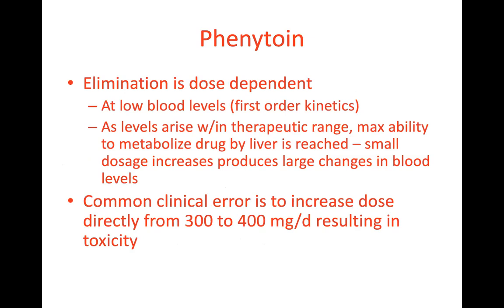So here's the thing with phenytoin. At low blood levels, it undergoes first order kinetics, which is like most drugs. But as you increase the amount of drug being given and the blood levels rise, the liver sort of maxes out as far as how much it can metabolize. Because of that, a small change in dosage can result in big changes in blood levels, because the small change results in a lot more drug being given that can't be metabolized.